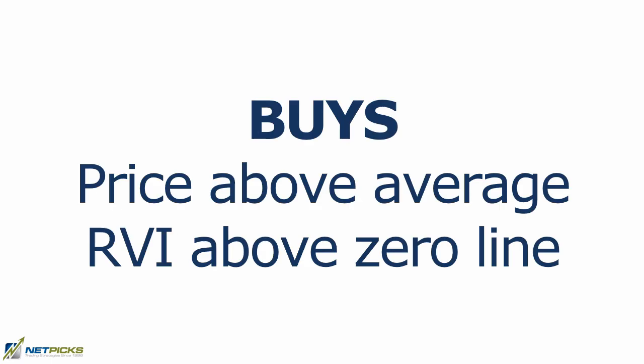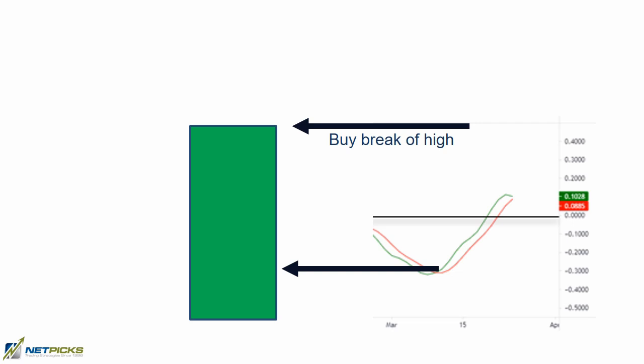The second one is buy or sell line hooks. For this strategy, considering a buy, we want price above the moving average and the RVI lines above the zero line. We're in a bullish trend for the buy. A buy stop order would be placed above the candle where the lines crossed each other.